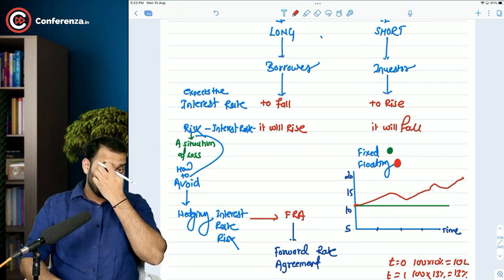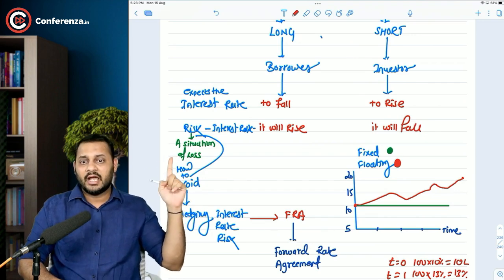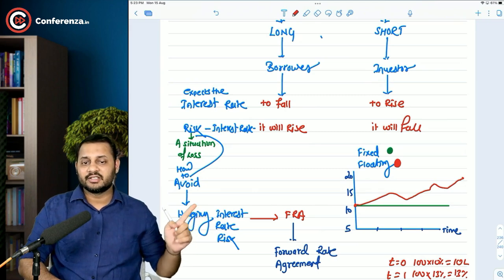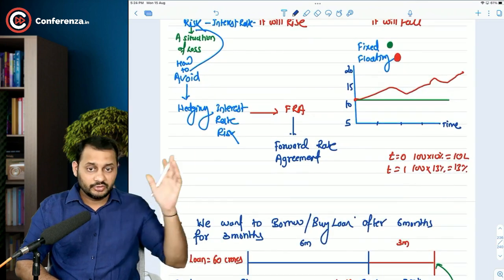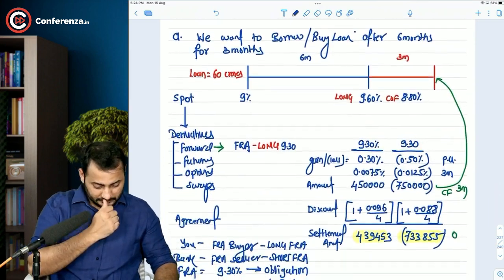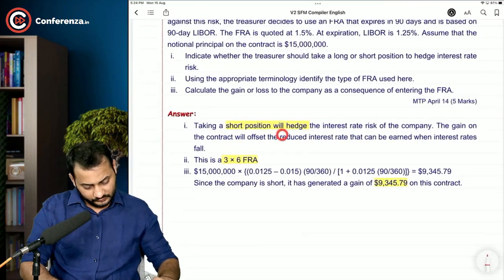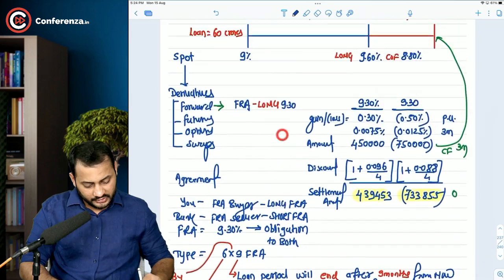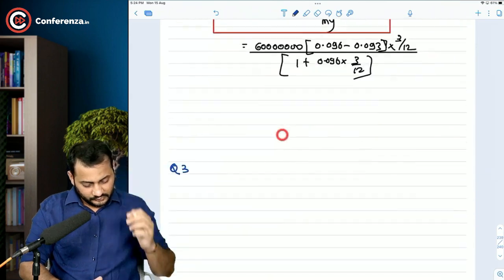fall. And if it falls, understand, this is a situation of a loss. And how to avoid the falling interest rate? Go and hedge with the interest rate risk in FRA. So the entire picture will be repeated from this point. Okay, so we will take the FRA. Now understand. Question number 3. This was all the discussion that we did was on question number 1. Do you understand that? Now question number 3.